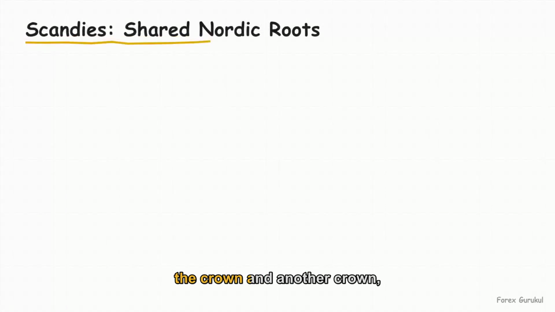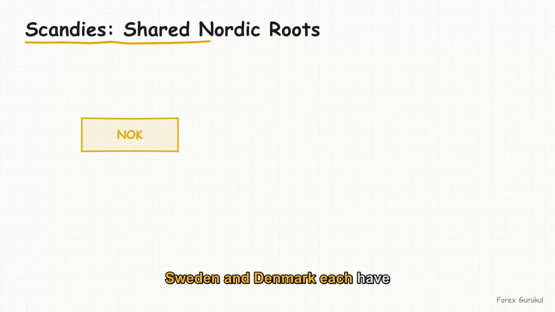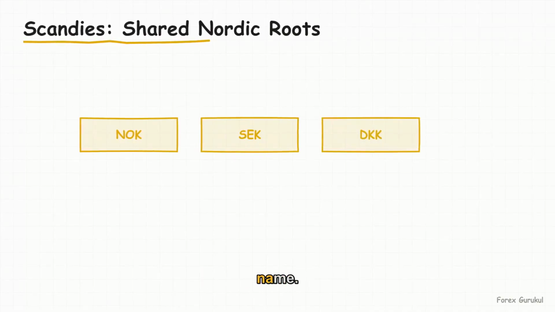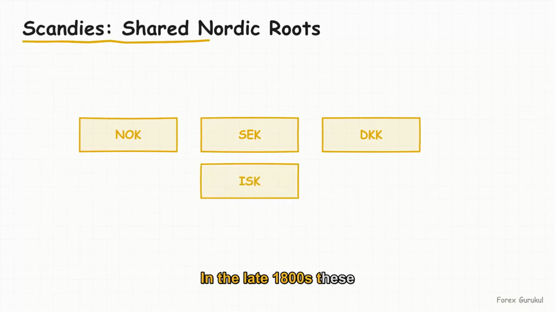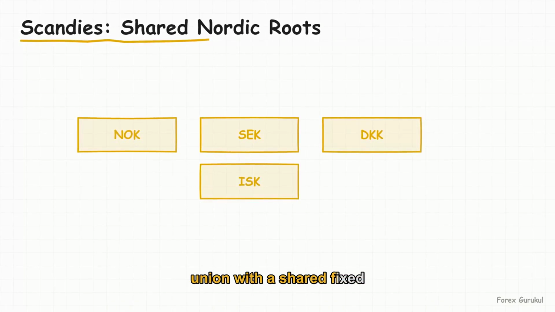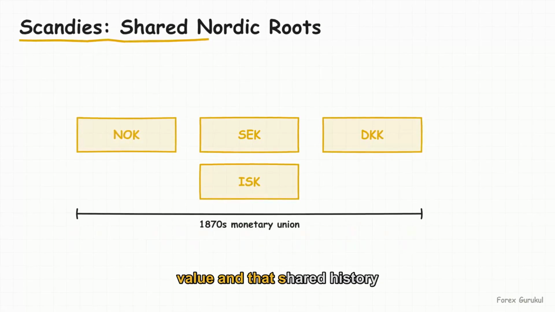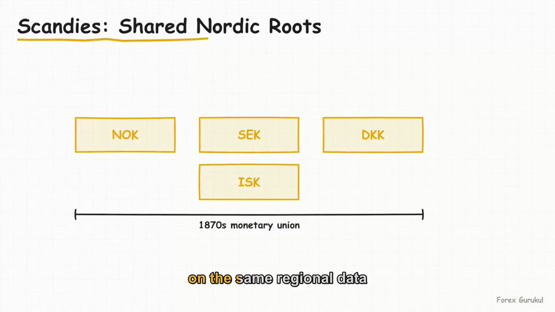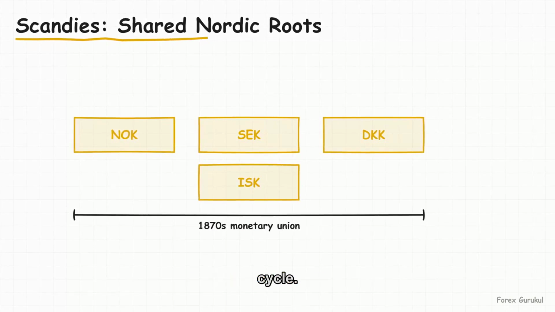The krone, the krona, and another krone: Norway, Sweden, and Denmark each have their own version, plus Iceland's krona, and traders lump them together as the Scandies. They share more than a name. In the late 1800s, these countries actually ran a monetary union with a shared fixed value, and that shared history still echoes today. These currencies often move together on the same regional data and the same interest rate cycle.